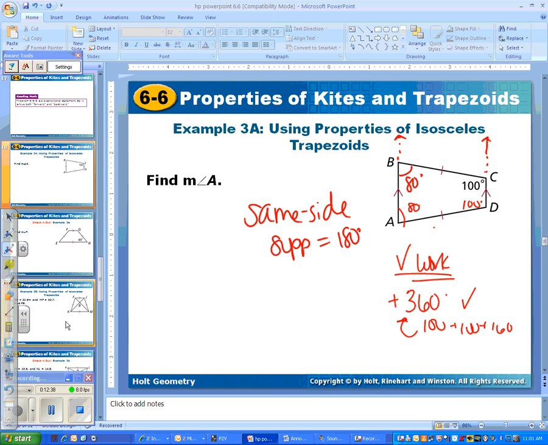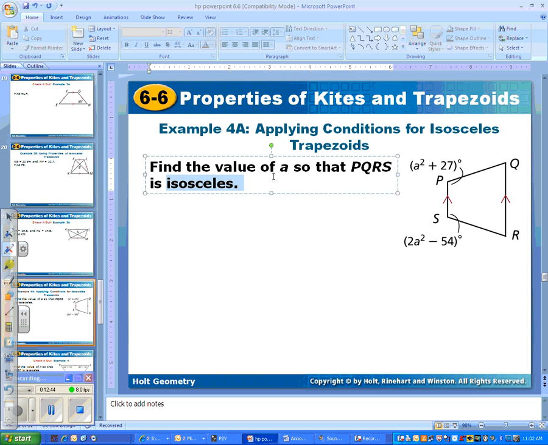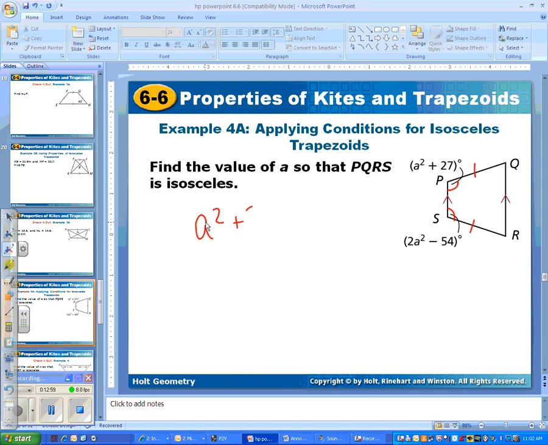I can make these questions harder by asking you to solve for a value. And it says solve for the value of A so that PQRS is an isosceles trapezoid. So if we want it to be an isosceles trapezoid, that means we know that the base angles have to be congruent to each other. So to solve it for A, we could say A squared plus 27 equals 2A squared minus 54. And some people are going to freak out because we have an exponent.